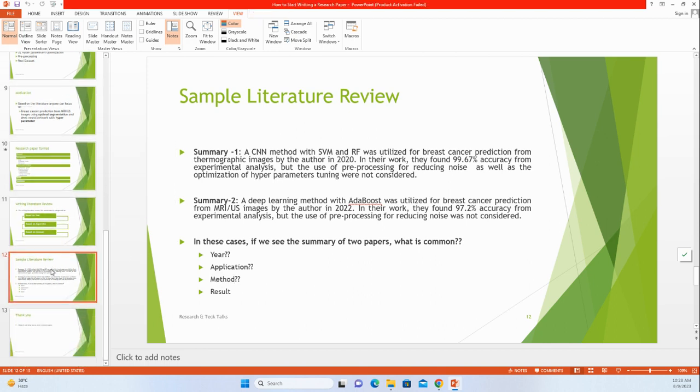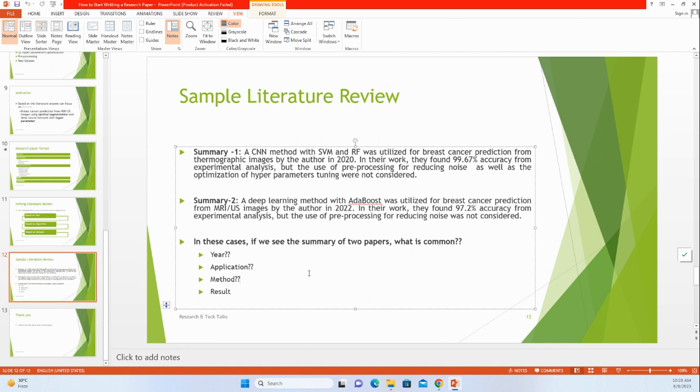So how can you summarize it? We can summarize it in a simple way. For example, a CNN breast cancer prediction method was applied in paper 1 and paper 2. But in paper 1, for classification they used SVM and random forest, while the second paper used AdaBoost. And in their papers the preprocessing, reducing noise, was not considered. So this is how you can start writing in a paper. You can merge it and write it continuously for the literature review.